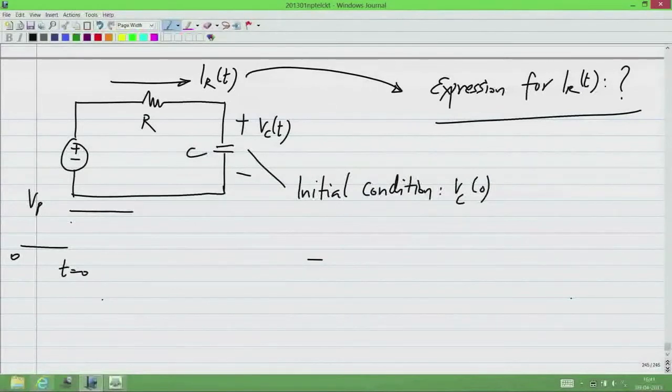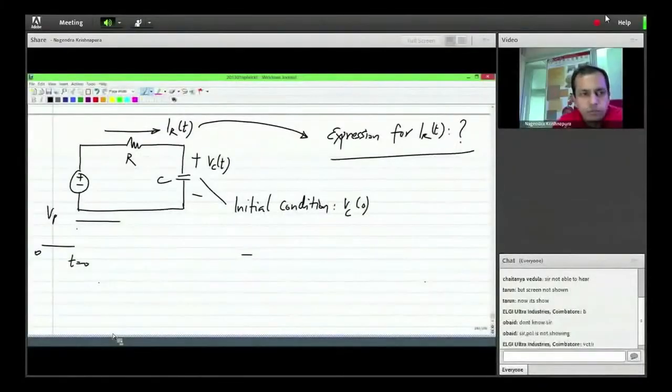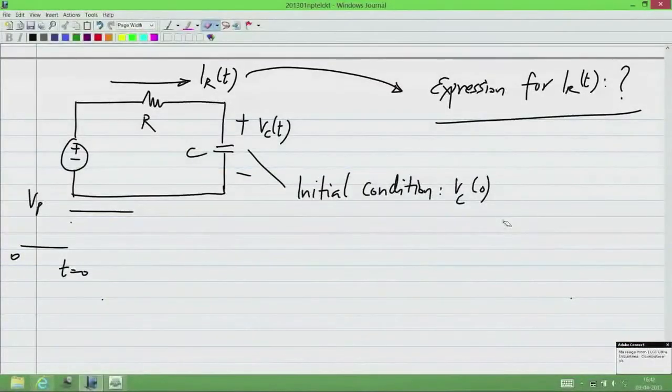Yeah, I have got a response that says it's Vc of t by R. That is not correct because the voltage across the resistor is not Vc of t. Okay. So please try to do this. Give me the expression for IR of t.